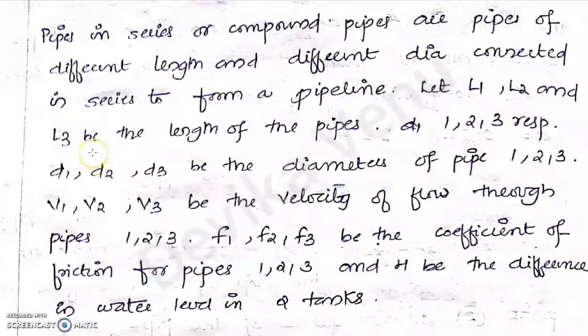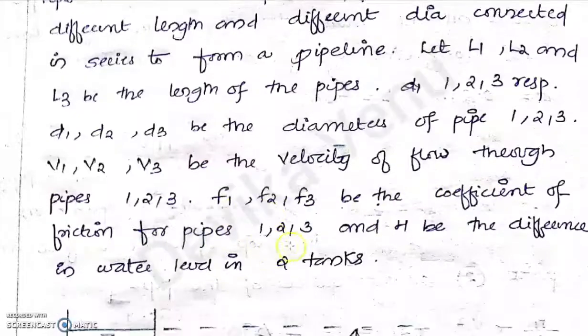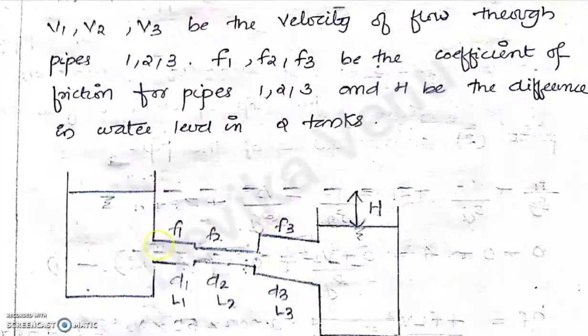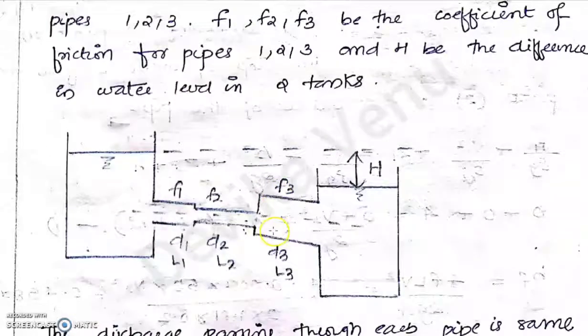So we are taking three pipes together with the diameters D1, D2 and D3, and let V1, V2, V3 be the velocity of flow through the pipes, and F1, F2, F3 be the coefficient of friction for pipes 1, 2, 3 respectively, and capital H be the difference in water level in two tanks. So these two tanks are connected with three pipes with different diameters, different lengths and also different coefficients of friction.